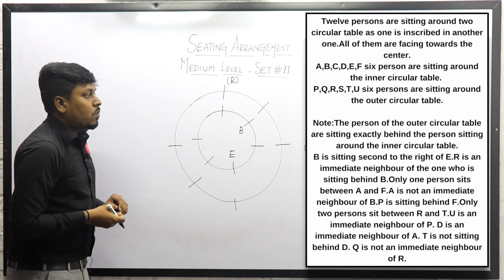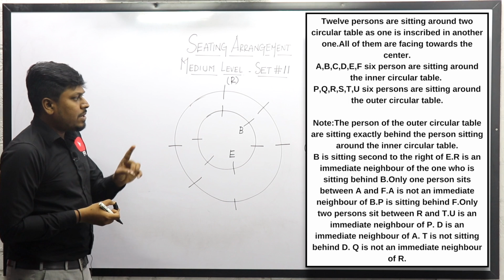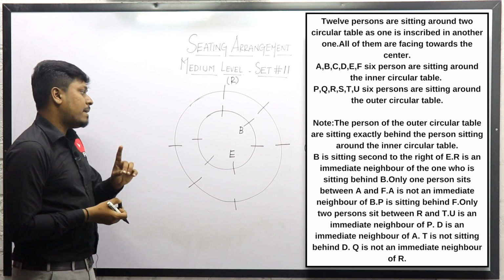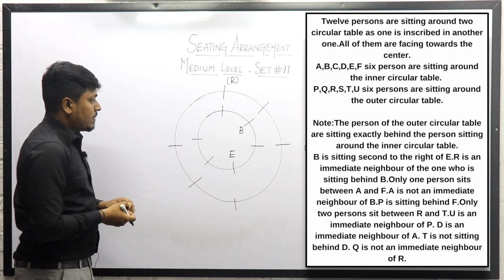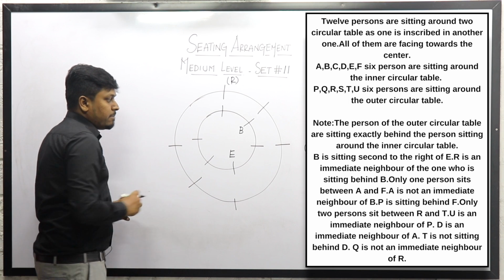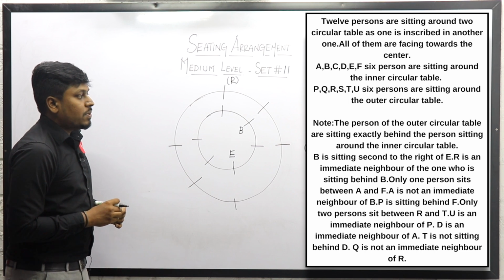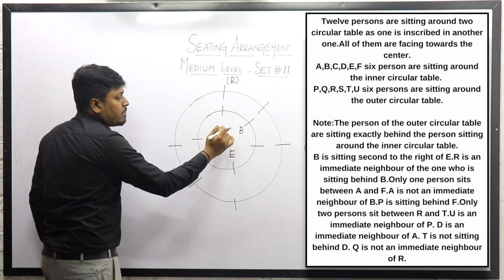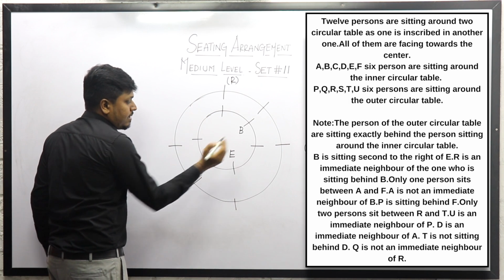Only one person sits between A and F. So between A and F there is a gap of only one person. I think there are many possibilities here. Let it be. A is not an immediate neighbor of B. So if A is not an immediate neighbor of B, I should not fix A here or here.